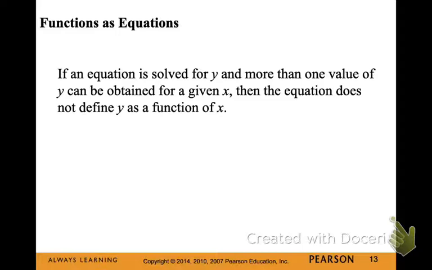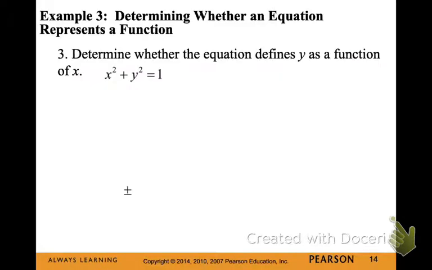Now, functions as an equation. If an equation is solved for y, and more than one value of y can be obtained for a single x, then the equation would not fit the definition of a function. So let's work an example. Here in example 3, we have the equation x squared plus y squared equals 1. Let's solve for y and see what we get.